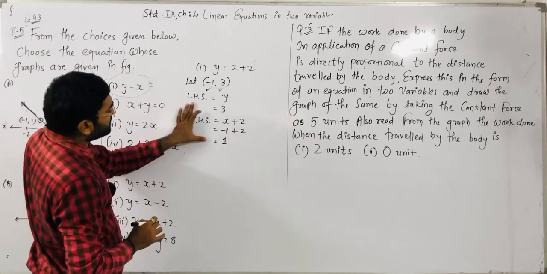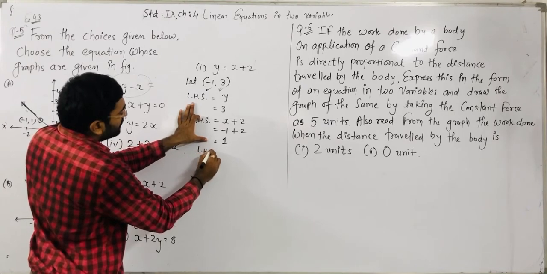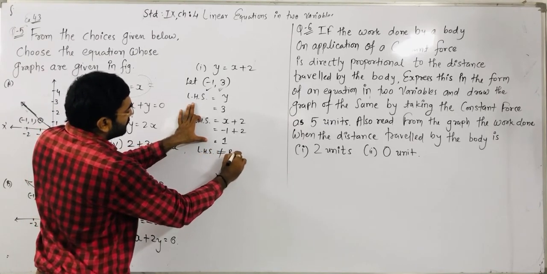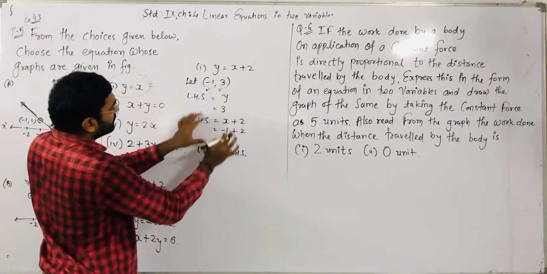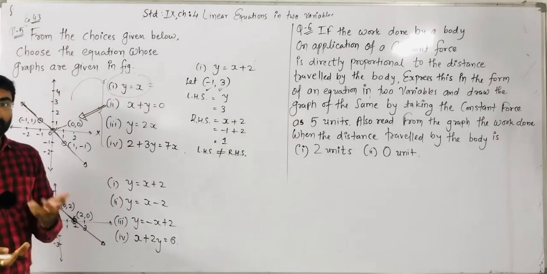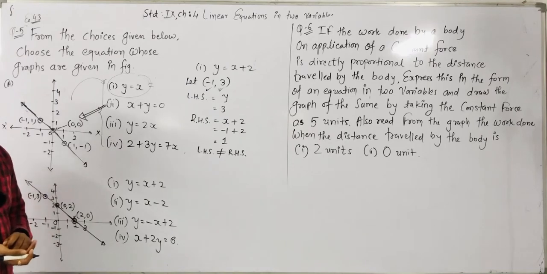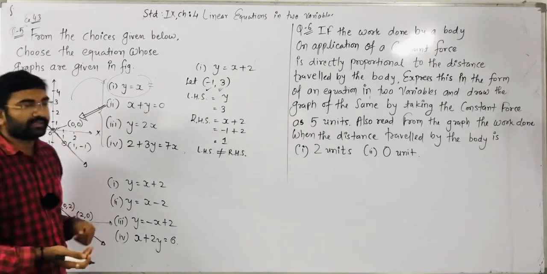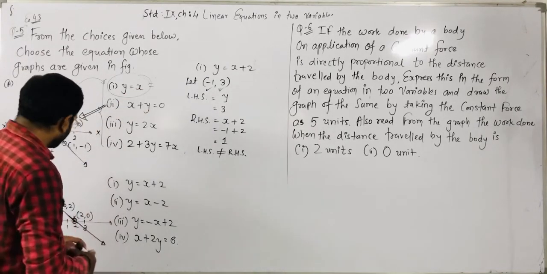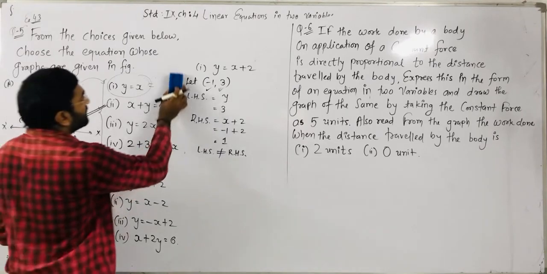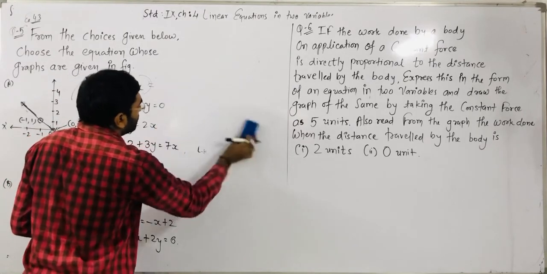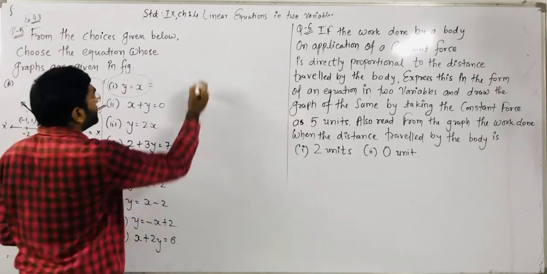Observe, the left hand side and right hand side values do not become equal, because on the left hand side we get 3 and on the right hand side we get 1. So we can say this graph is not that equation's graph, because it does not satisfy the condition. Now we have to take the second equation and check whether it satisfies the condition or not.